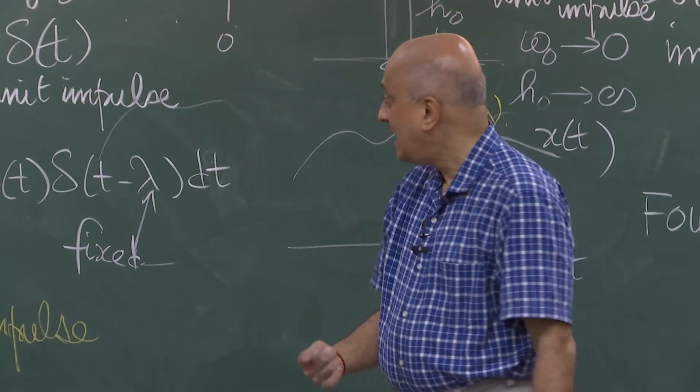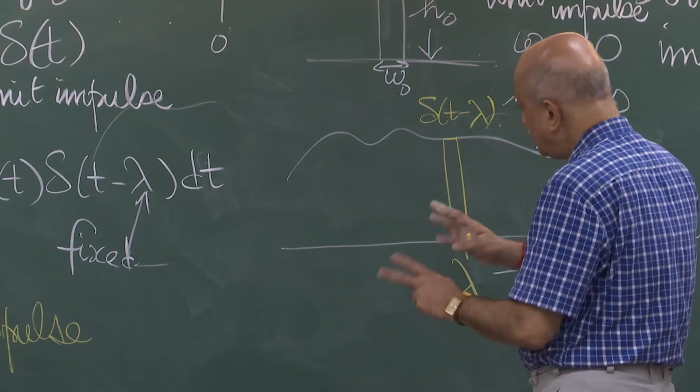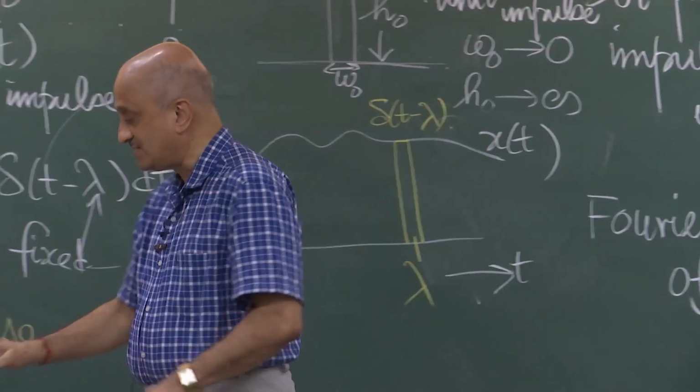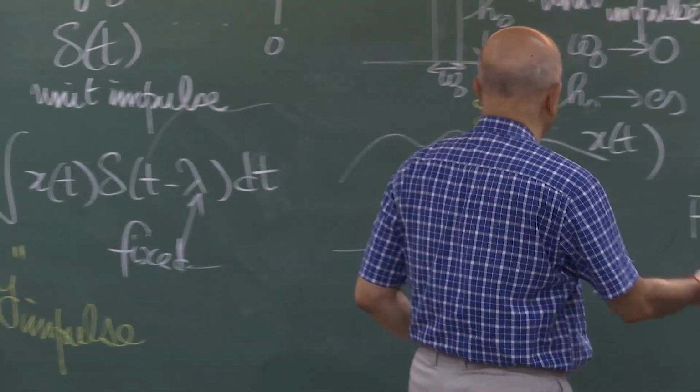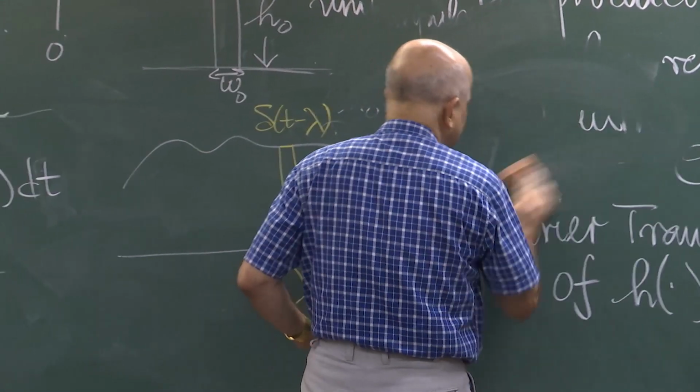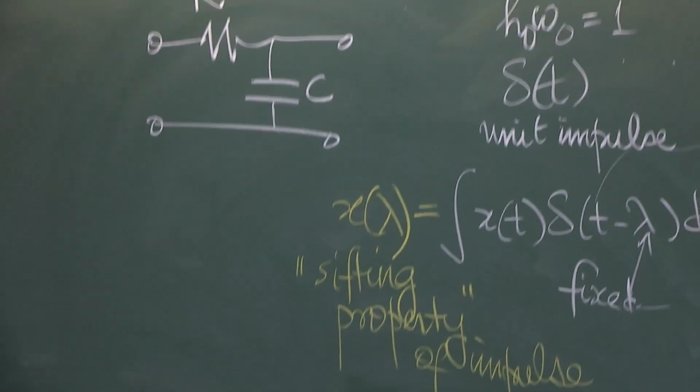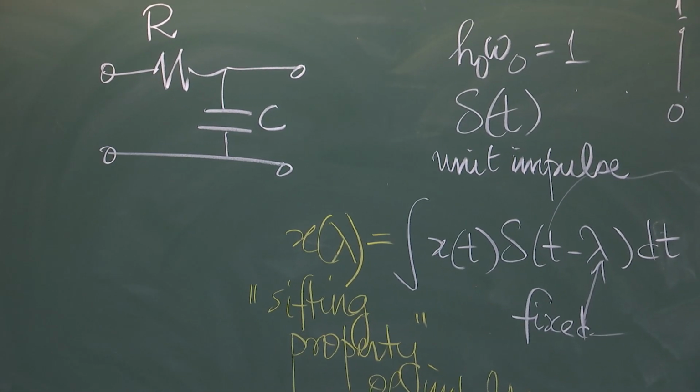Okay? And here now we can look at the property of the impulse and get a different interpretation for this. The impulse can equivalently be put symmetrically about 0. Nothing stops us from doing that.